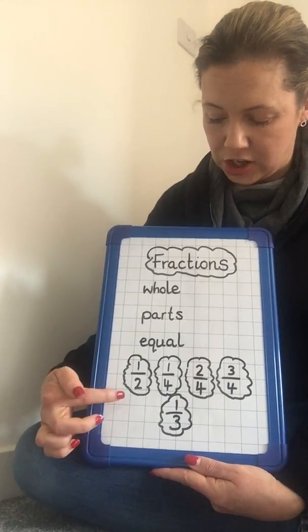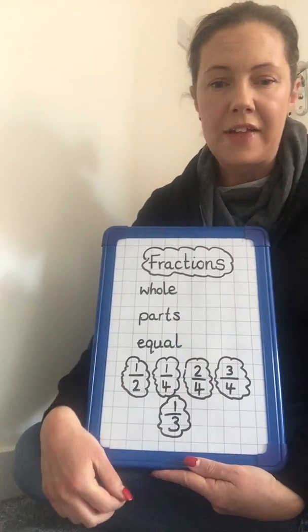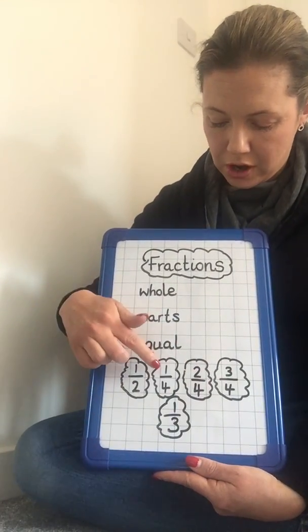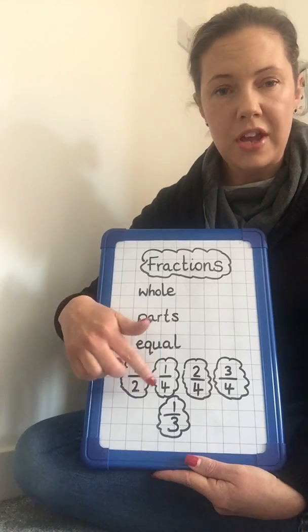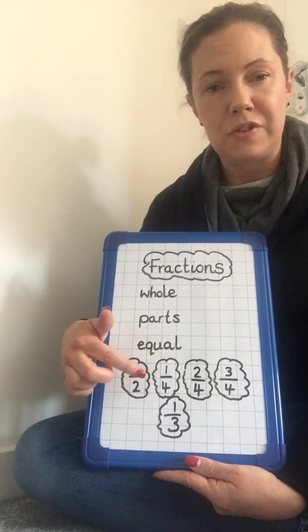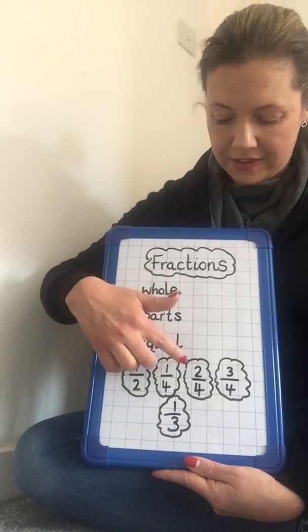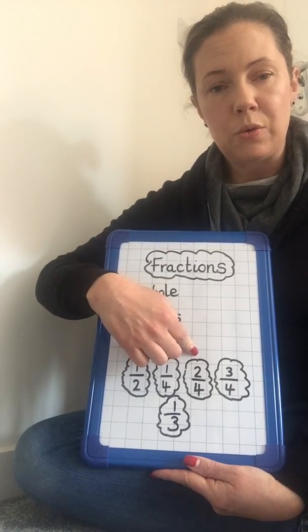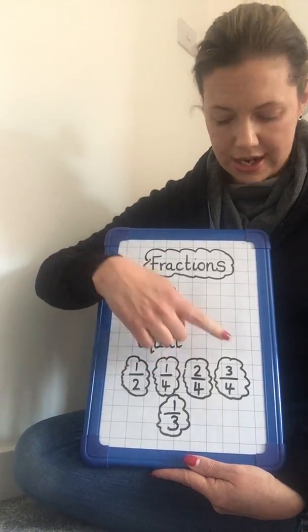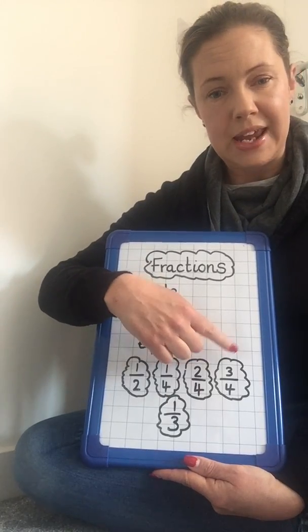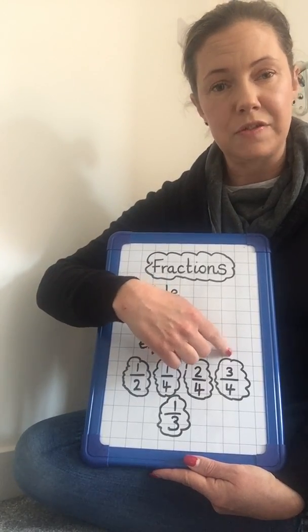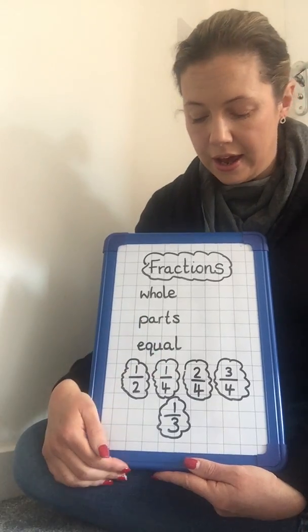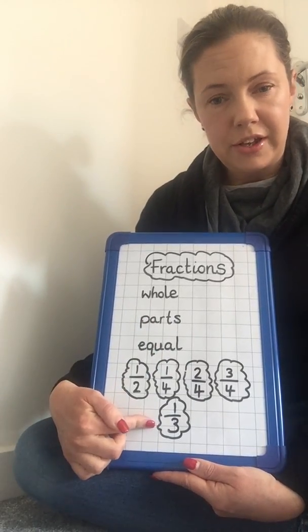And in year 2, these are the fractions that the children learn. So we've got a half, a quarter, and when they've got the idea of a quarter being one part out of 4 equal parts, they then learn about 2 quarters being 2 equal parts out of 4 parts, and 3 quarters being 3 parts out of 4 equal parts. And then we also look at thirds.